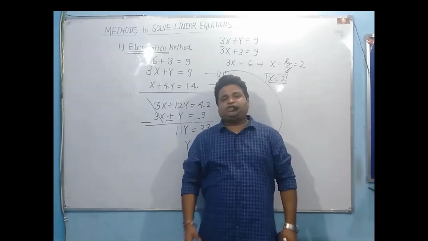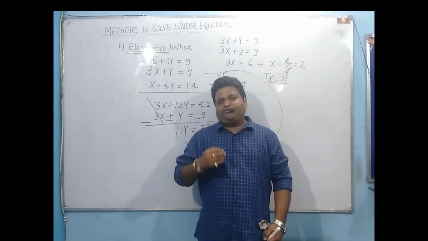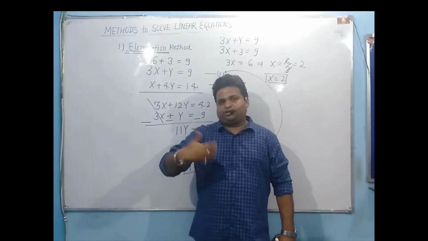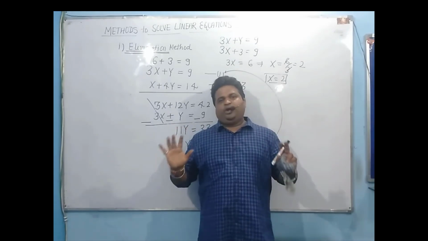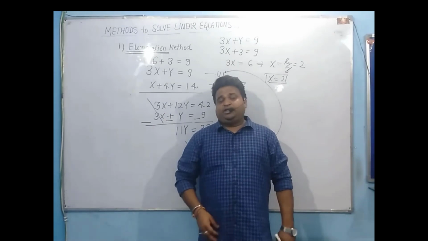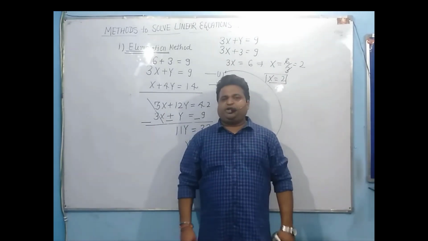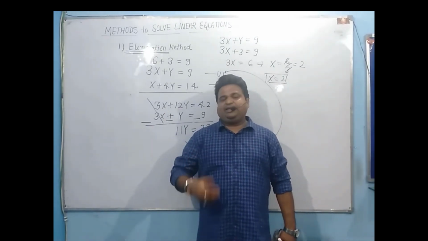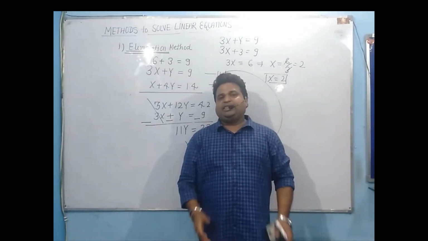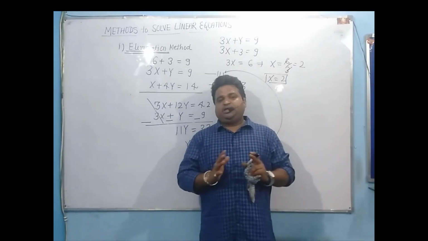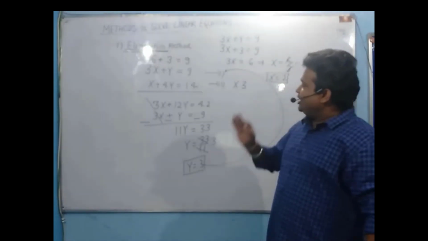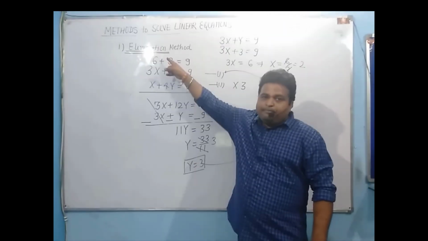Step number 1. First you check the coefficient of the x variable and y variable. If any of the variable coefficients is equal, proceed, add or subtract, and you will get one variable value by elimination and then find out the next variable. And if there is a mismatch in the coefficient of either variable, multiply the equation so that the coefficient which needs to be eliminated becomes equal, and then proceed. The rest of the steps are the same. So this is all about the method to solve linear equations by elimination.